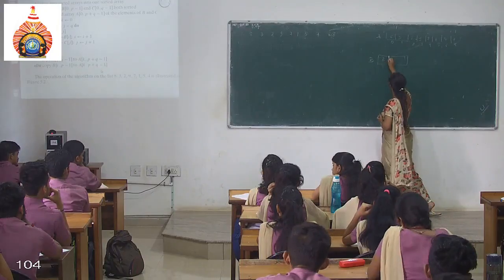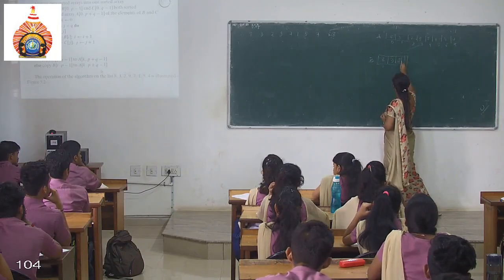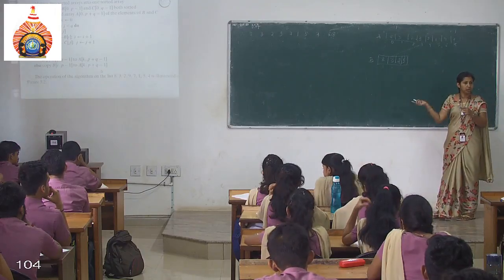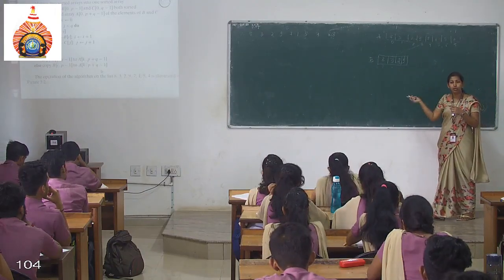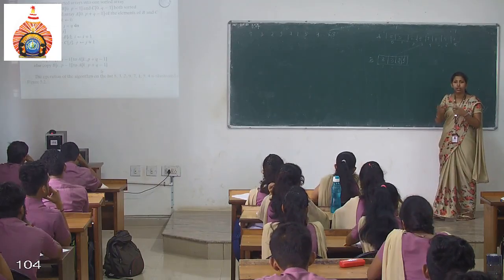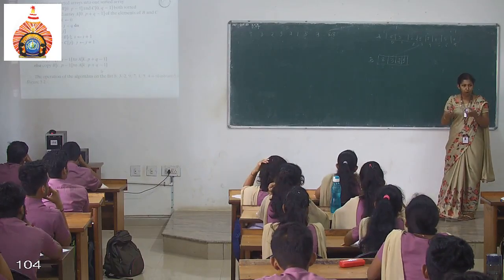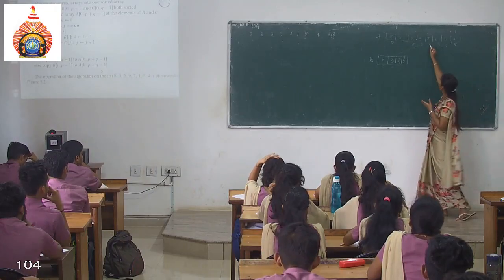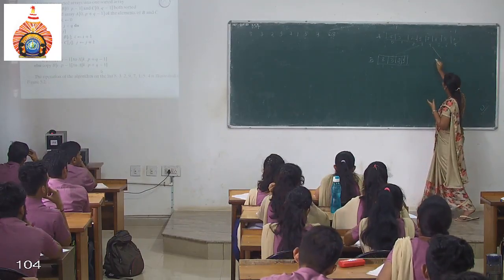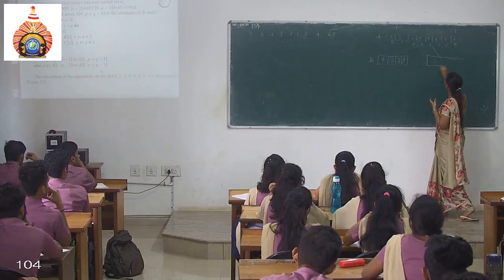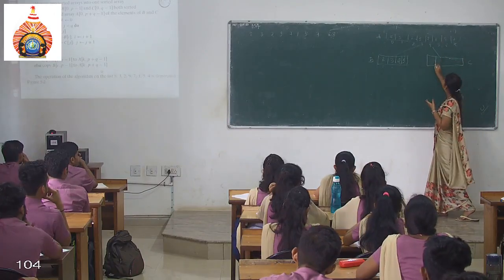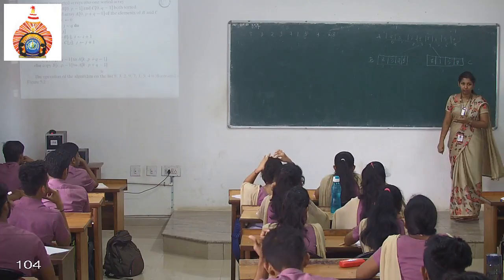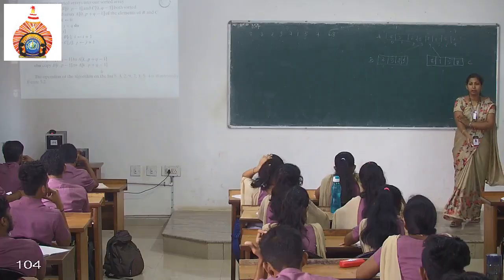What are the elements there? 8, 3, 2 and 9. Then n by 2 to n minus 1. N by 2 is 4, so 4 to n minus 1, that is 7. That is nothing but 4 to 7 you will be copying onto the array C, which is 7, 1, 5 and 4. Fine?